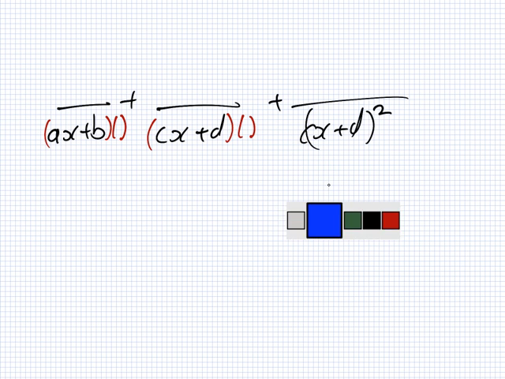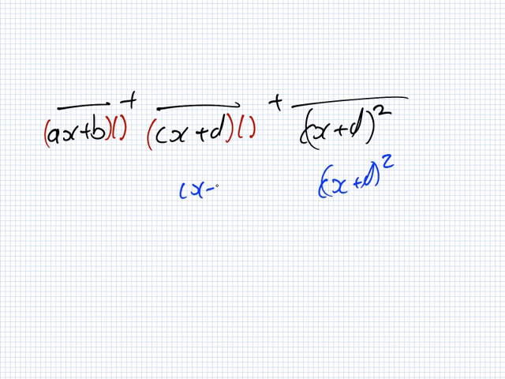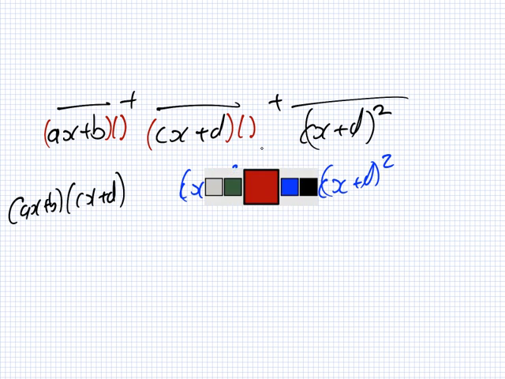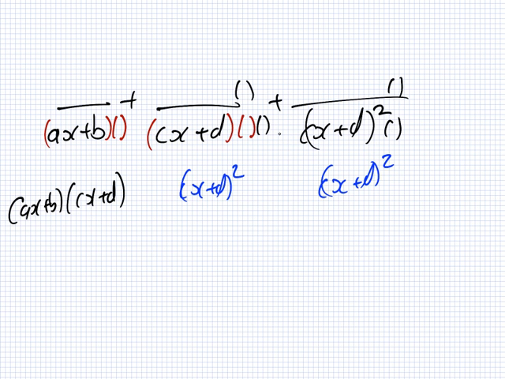So what would you have now? You would have cx plus d squared here, and this one here would be ax plus b times cx plus d. So they're nearly the same. What would I need to multiply now? I would need to multiply these ones by ax plus b, and of course on the top as well.